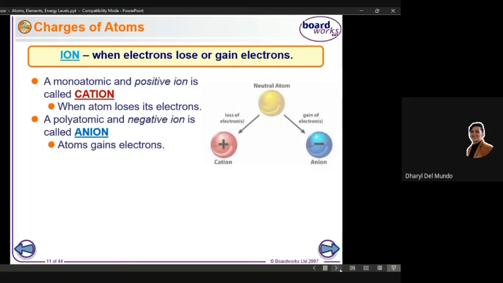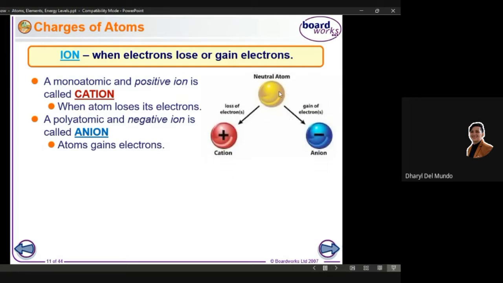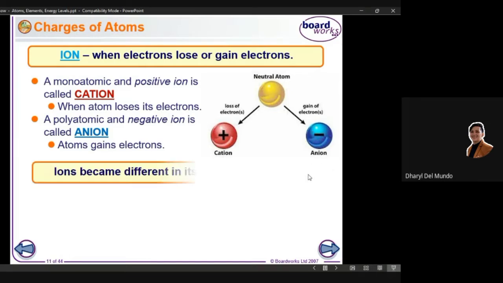Alright. So for example, this one, a neutral atom, when you lose electrons, it becomes a cation. When a neutral atom gains electrons, it becomes a negative ion, which is called an anion. Alright? Ions become different in their chemical properties.